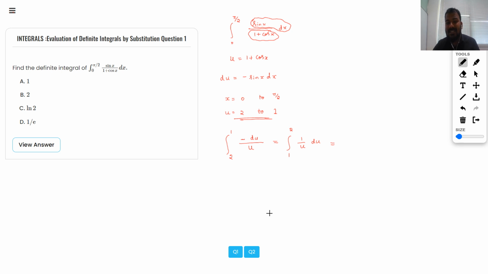Now taking ln u here, and mentioning the range is also important, from 2 to 1, I get the answer ln 2 minus ln 1. Ln 1 is already equal to 0. So ln 2 is the final answer, which is nothing but our option C. Now look here how we have solved this integration into a simpler form with the help of a substitution. Now let's look into one more question.